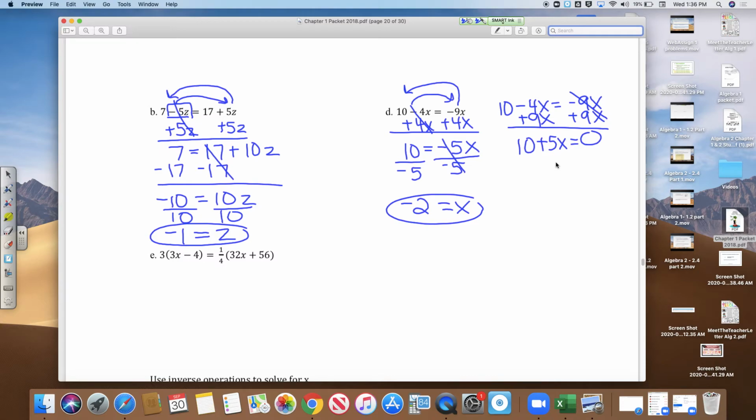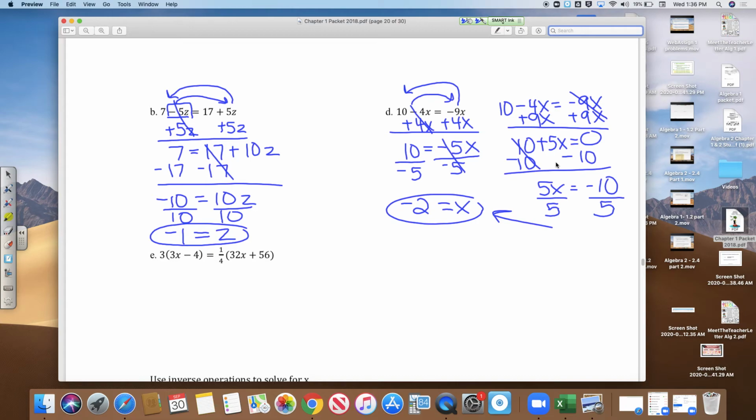Now we would move the constants all to the right to get them away from our variable. That means subtracting 10 from both sides. I would get 5x equals negative 10. I would divide both sides by 5, and I'm still going to get negative 2 as my answer. So I'm just showing you a second way to solve, just so you can see that there's more than one way to solve these problems.